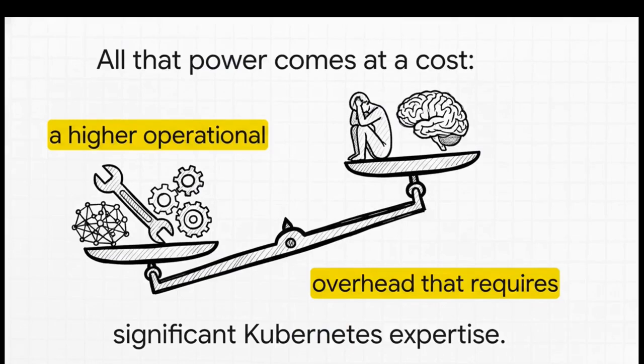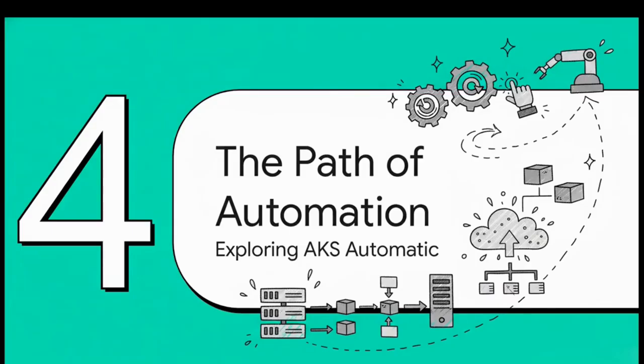But, and this is the big but, here's the trade-off. All that power and all that flexibility, they come at a cost. This path demands a higher operational overhead and, for sure, a significant amount of hands-on Kubernetes expertise from your team. Okay, so now let's explore that other path, the one that offers a completely different experience. Let's talk about AKS Automatic.